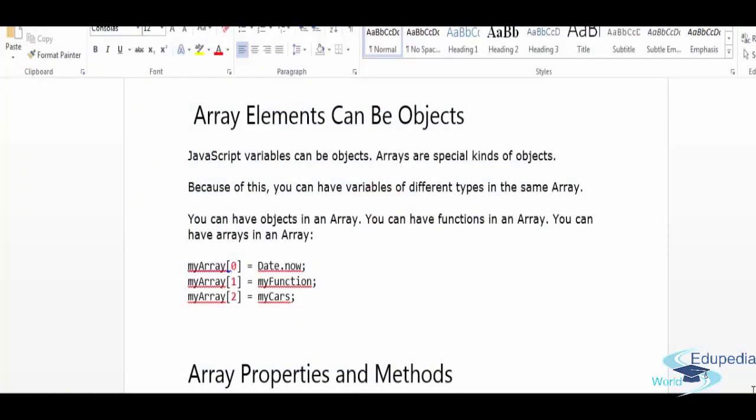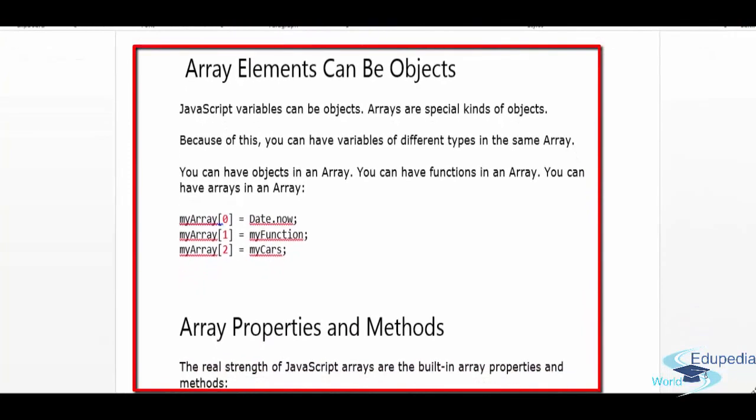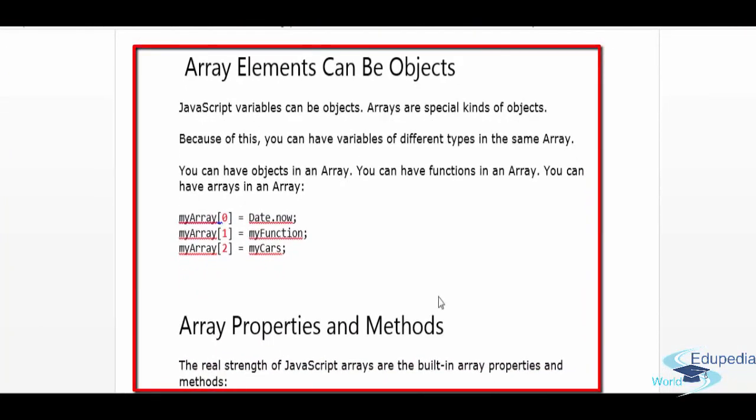JavaScript arrays, I think you can see it here. Yes, array elements can be objects. JavaScript variables can be objects. Arrays are special kinds of objects, so please don't forget that. Because of this, you can have variables of different types in the same array. Just like we saw in the previous example, you could have a string in inverted commas and a numerical without any inverted commas in the same array.